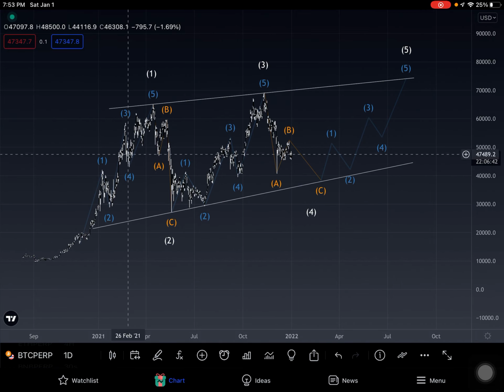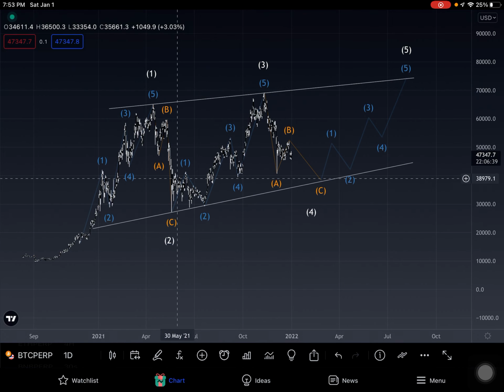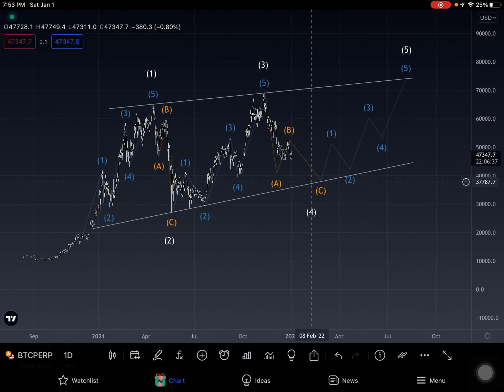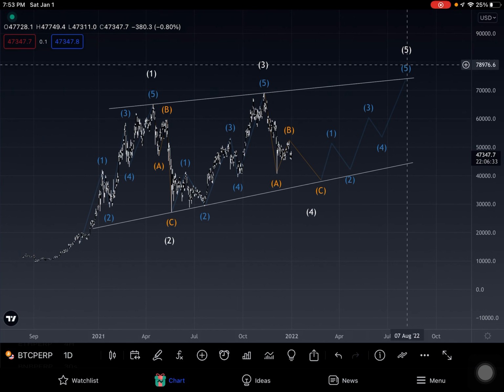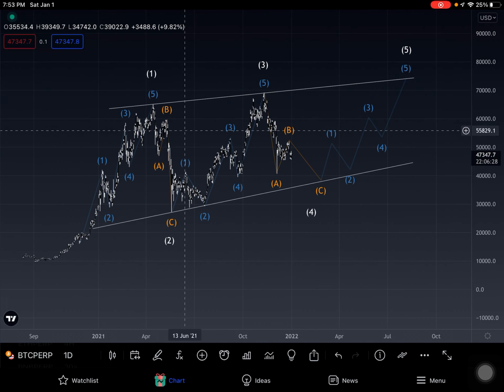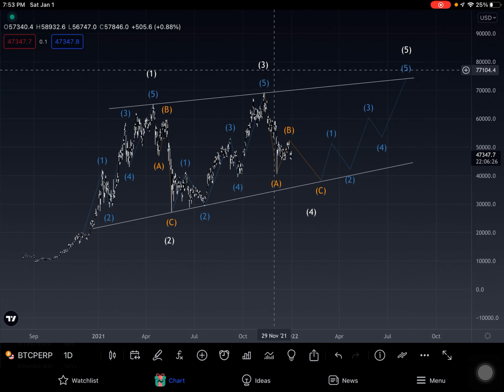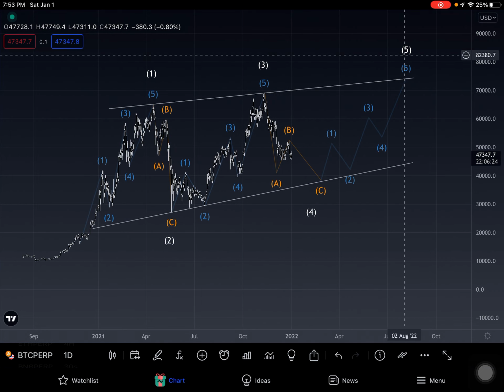1, 2, 3, 4, 5, ABC correction. 1, 2, 3, 4, 5, ABC correction, and this is what I'm currently seeing. 1, 2, 3, 4, 5. Right. All right, and as you can see, big picture, 1, 2, 3, 4, 5.